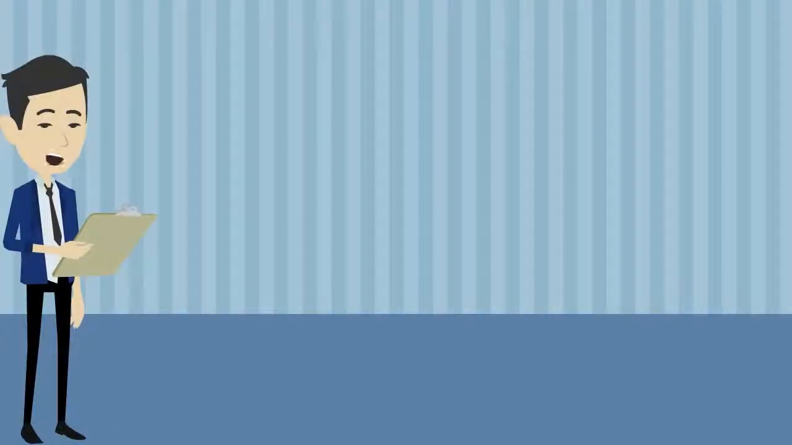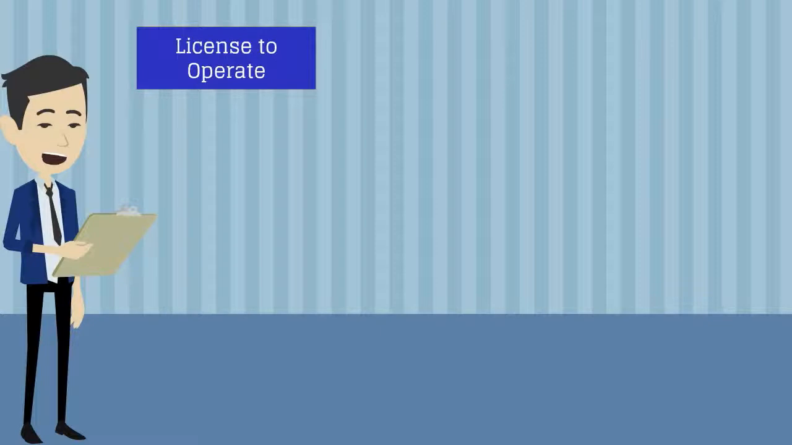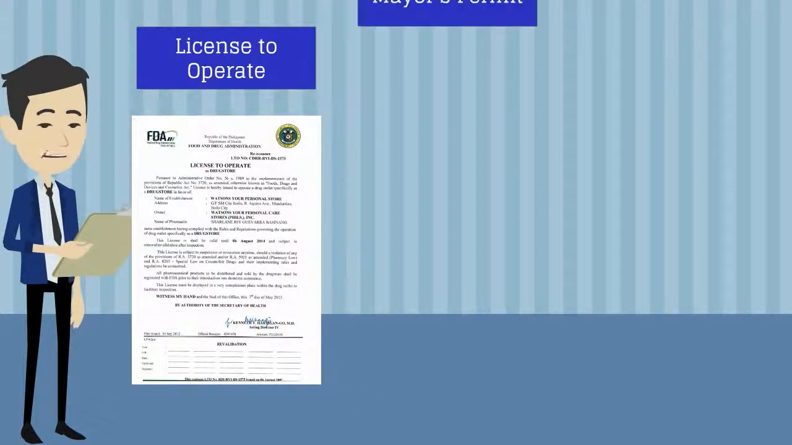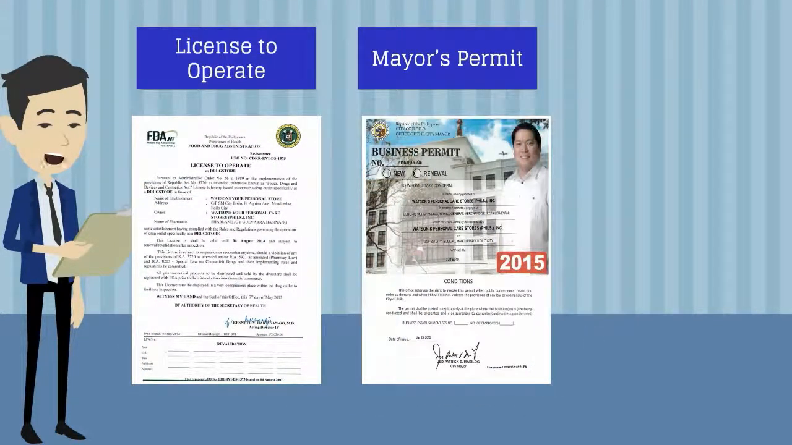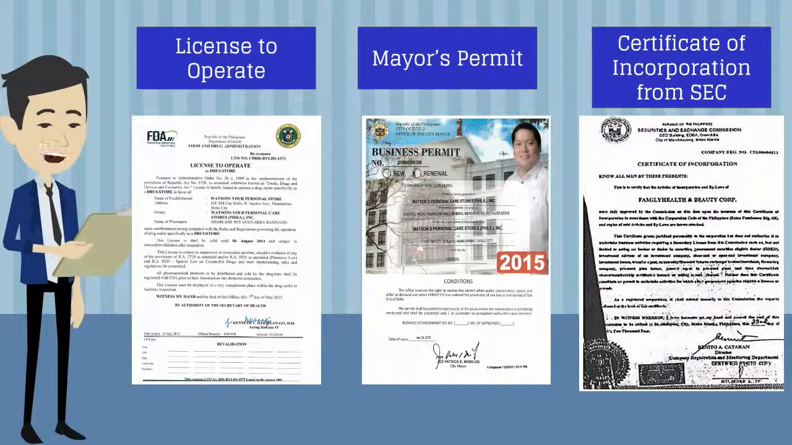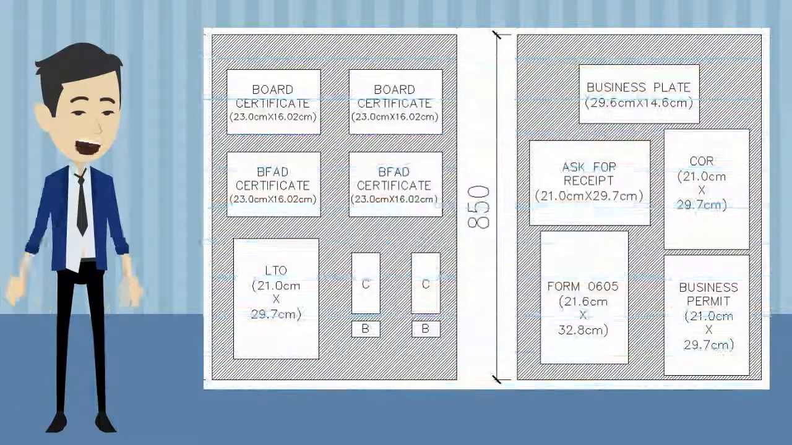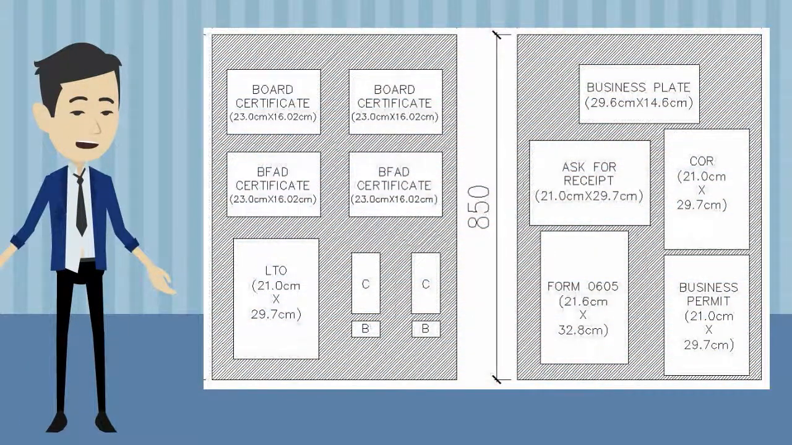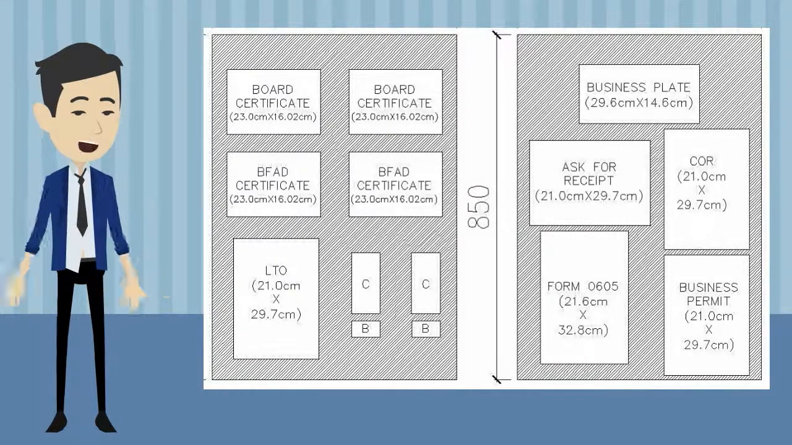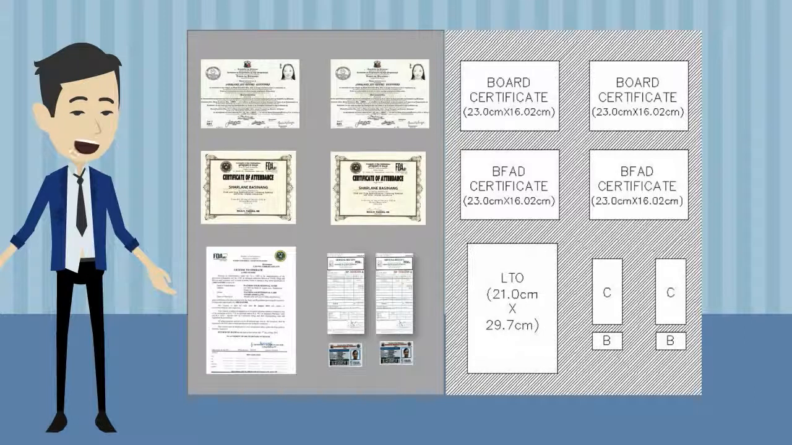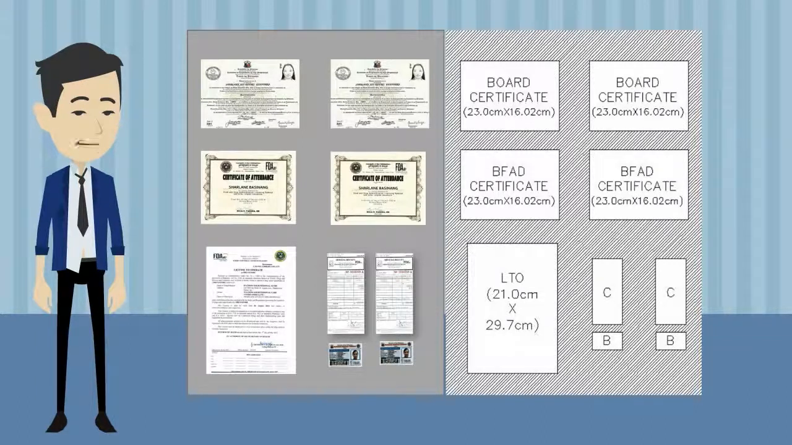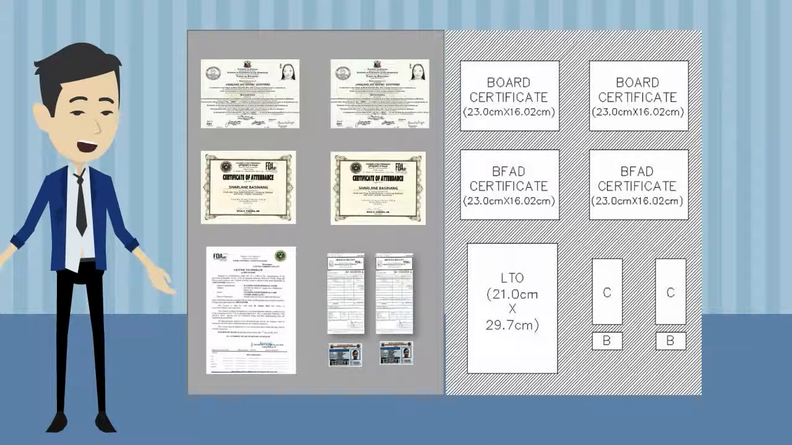Lastly, we will focus on areas inspected by FDA during a visit. First, the documents inspected are: 1. License to operate, 2. Mayor's permit, and 3. Certificate of incorporation from SEC. Next is the permit holder. It contains the planogram of the different important documents for both pharmacy and government-issued permits. The permit holder containing our PH credentials includes the LTO, Board Certificate of the Pharmacist, PTR, PRC ID, and Certificate of Attendance for Seminar.